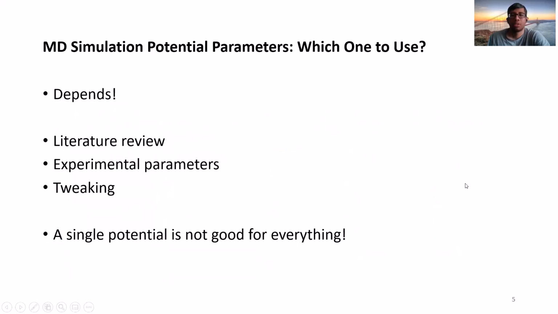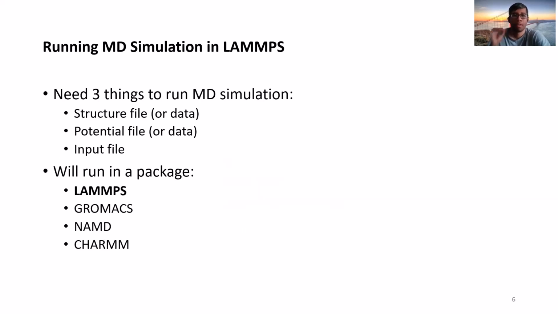So we have already talked about how to use the databases and how to choose between the databases, or how to make your potential parameters. Now, when it comes to running MD simulation in LAMMPS, we need three things to run MD simulation. One is the structure file or data that you will obtain or you will build. You will need potential file or data that you will obtain or you will build, or sometimes it's integrated into your package. And you will need an input file that will contain a bunch of commands to tell the system how you want to simulate the system, or what you want to do with your structure.